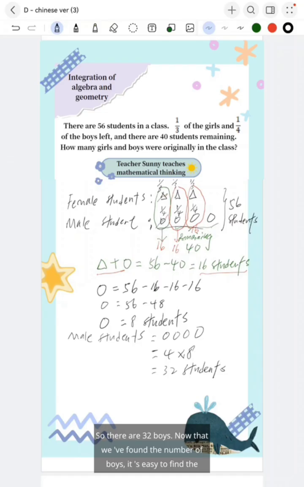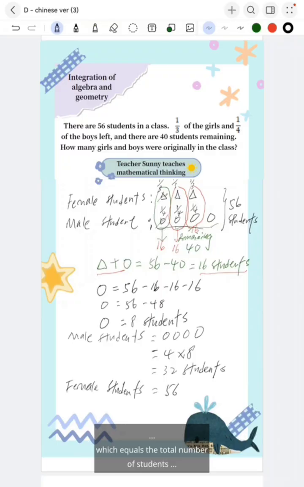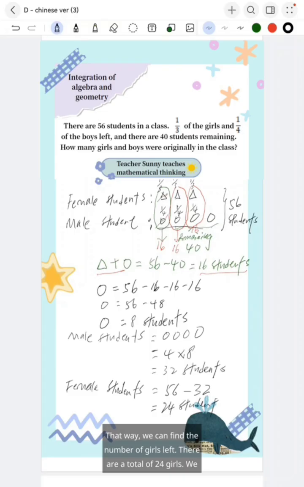Now that we've found the number of boys, it's easy to find the number of girls because we already know the total number of students. So the number of girls equals the total number of students minus the number of boys. That way we can find the number of girls. There are a total of 24 girls. We can work it out.